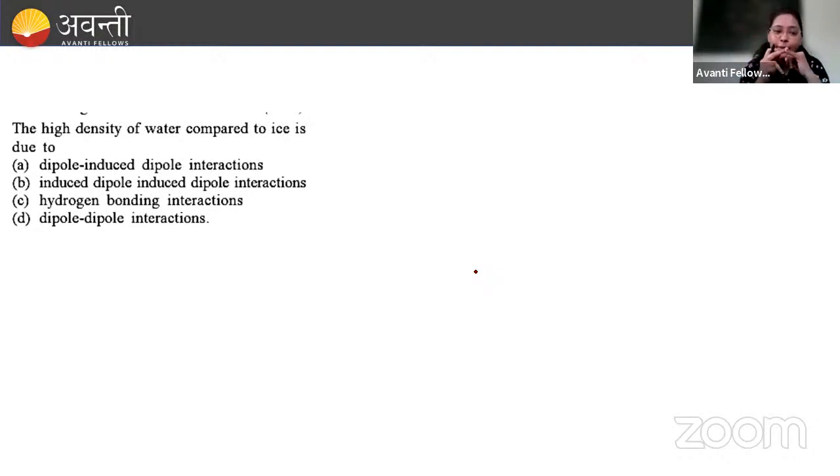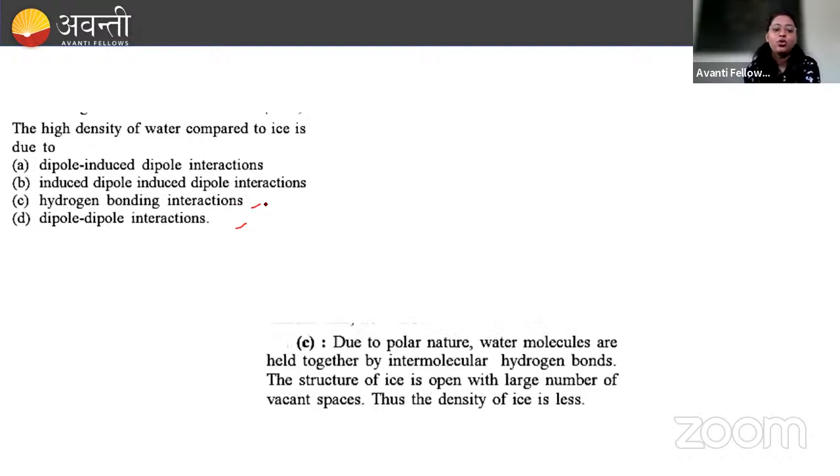Why? Due to hydrogen bonding interaction. So why is this happening in terms of water? Because it shows high hydrogen bonding. Due to the polar nature of water, water molecules are held together by intermolecular hydrogen bonds. And the structure of ice is open, with a large number of vacant spaces, and thus the density of ice is lesser as compared to the density of water.